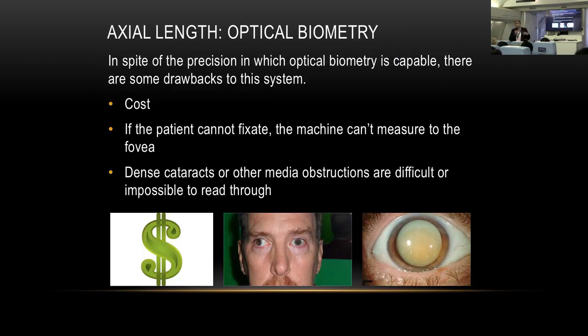So in spite of all of these advantages of optical biometry, it too has some drawbacks. First, it tends to be quite expensive when compared to ultrasound, for example. Secondly, if the patient cannot fixate, you're not going to be able to get a measurement. This guy here with the exotropia, you're going to have a real hard time measuring the length of that eyeball because it's not aimed straight ahead. And although there have been some improvements with the newer models of these optical biometers, dense cataracts still remain a problem.